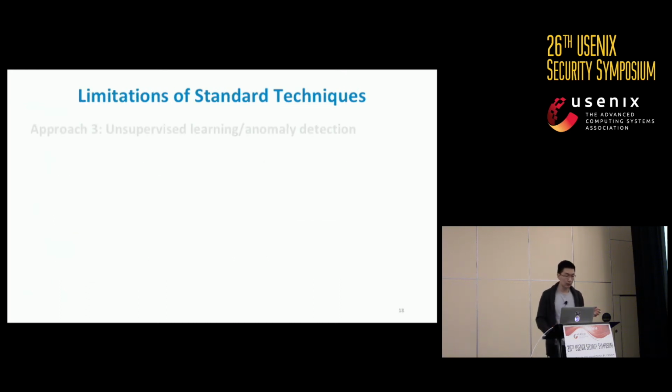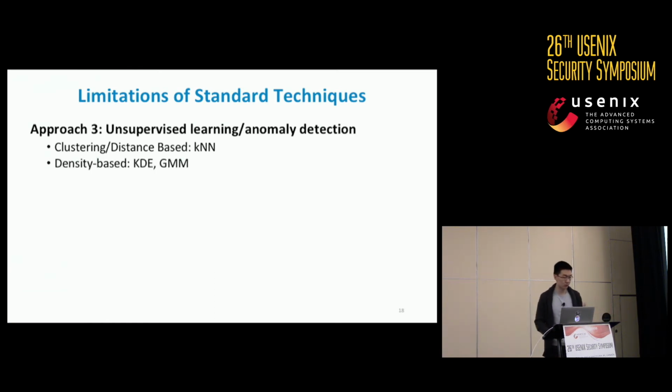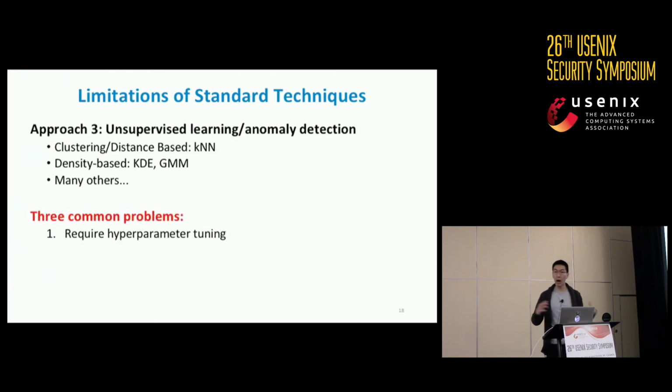So the final thing that we looked at and tried was let's lean on unsupervised learning techniques or anomaly detection. And there are a ton of different approaches that you could try and that we looked at. You might try clustering approaches. There are density-based approaches and a ton of others, like one-class SVMs. But really, they all have three common problems. The first is that they all require hyperparameter tuning or they make parametric assumptions about the data.